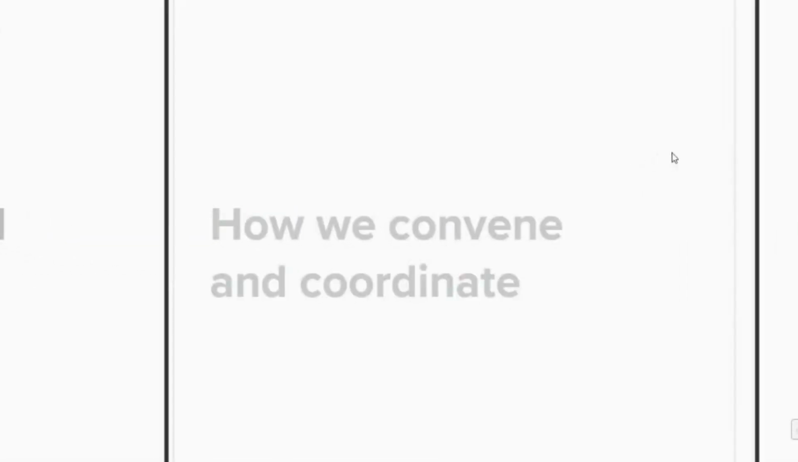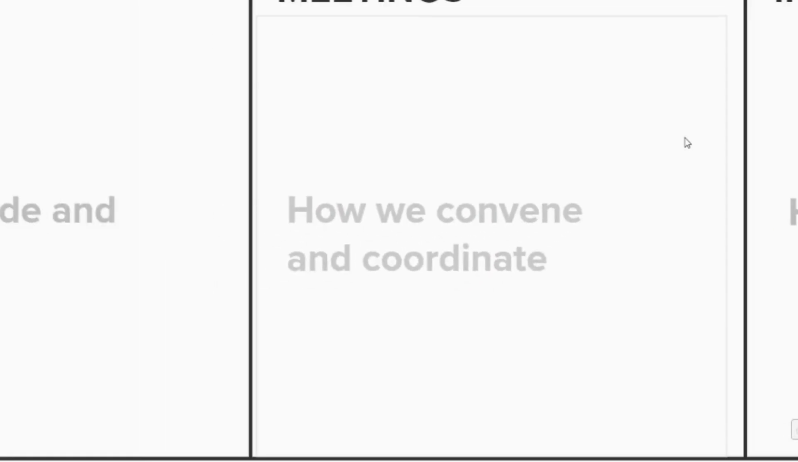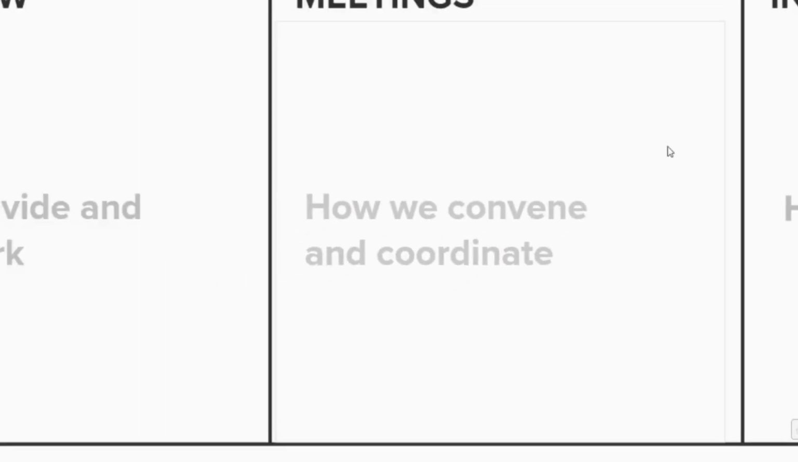For example, one area of the canvas is meetings, how the organization convenes and coordinates. So for example, are there many? Are they effective? Are they ineffective? Are they facilitated? Are they long? Are they short? Do people have an agenda? Do you want to go to meetings? Do you want more meetings? Do you want fewer meetings?